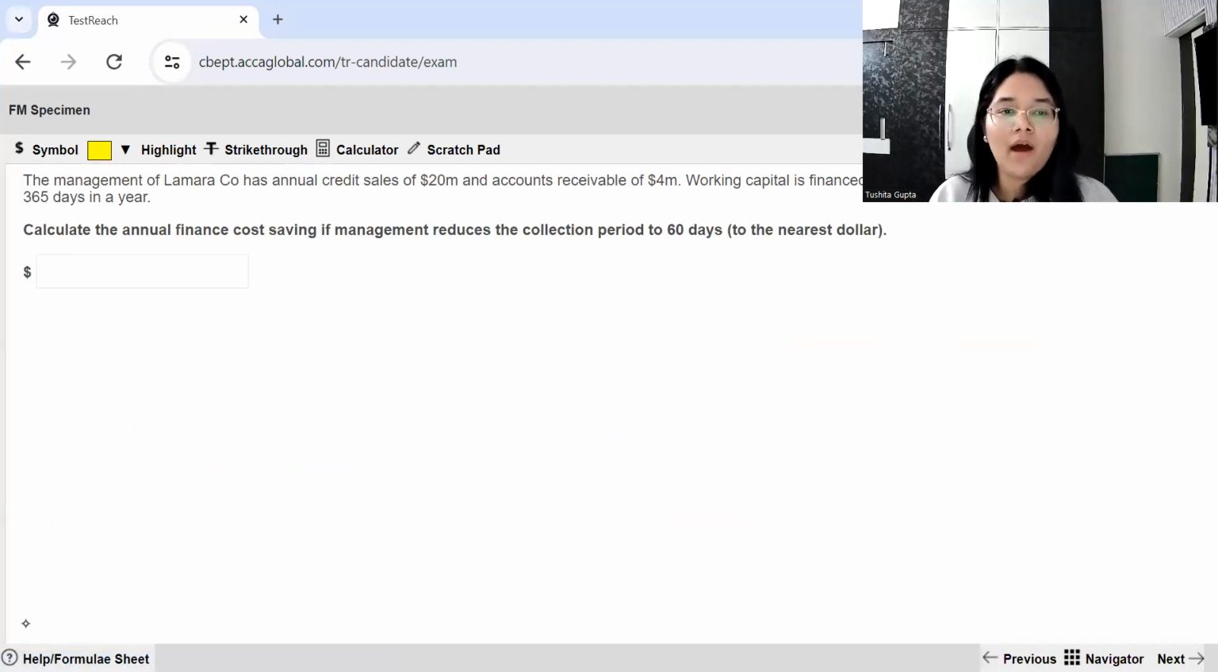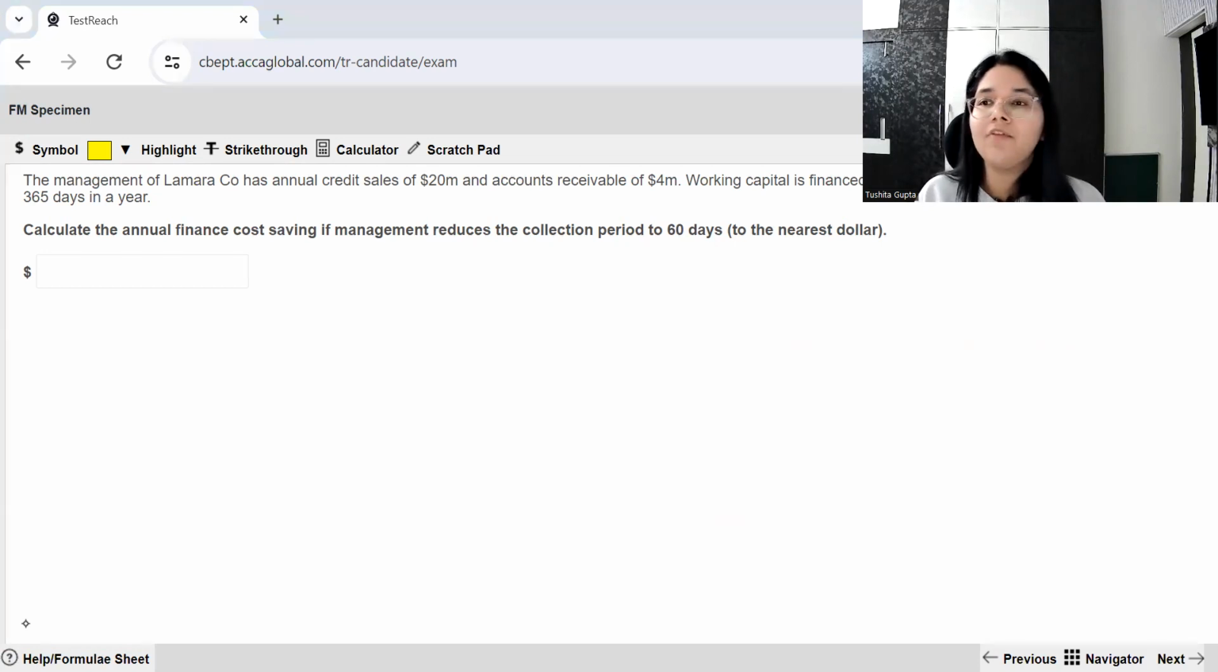Now the management of Lamara company has, so first of all, let's see what we are here to find out. Calculate the annual finance cost saving if the management reduces the collection period to 60 days. So maybe their collection period is more than 60 days right now, and we have to find out how much finance cost saving will they make if they reduce the collection period to 60 days. The information given is that this is their credit sales, this is their receivables, and the working capital is financed with an overdraft of 12% interest per year, and we have to assume that there are 365 days in 1 year.